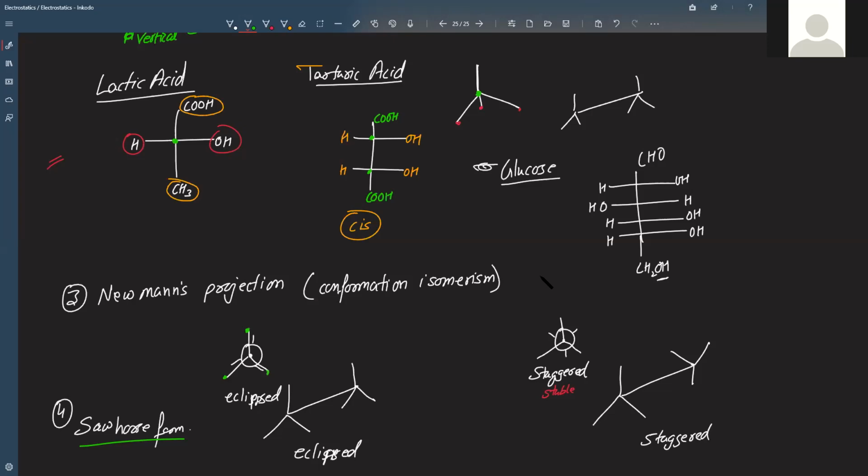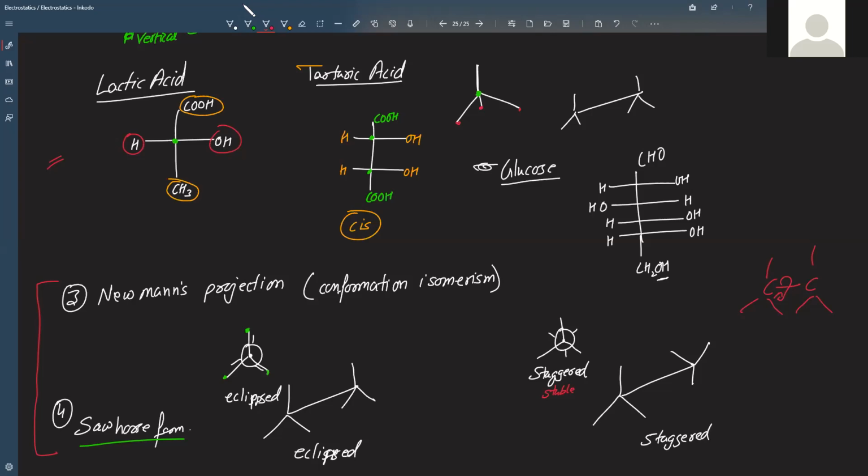Out of these, I think the conformational isomerism we are not going to study in more detail. This is all we have in conformational isomerism: it has a carbon-carbon single bond, and because of this single bond, it will be able to rotate here. So one form can change from eclipsed to staggered, and from staggered back to eclipsed. So it has two orientations.